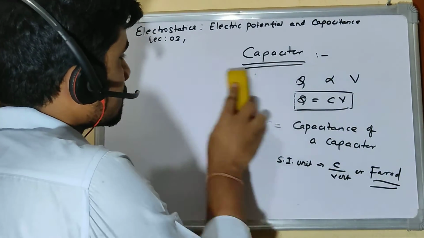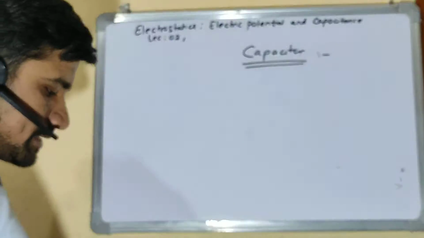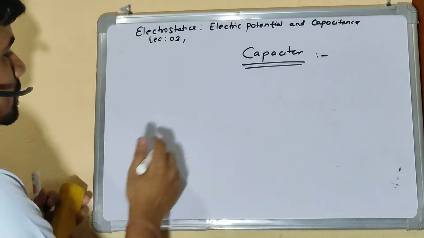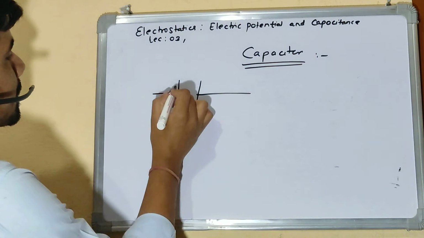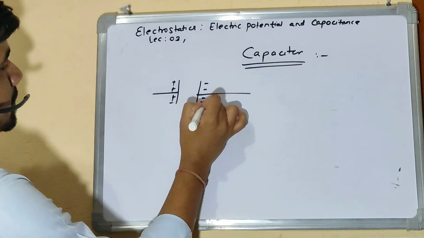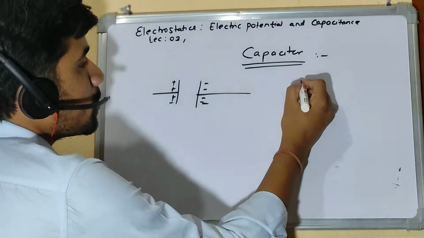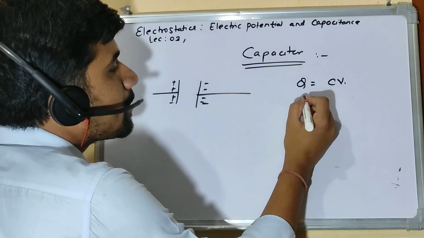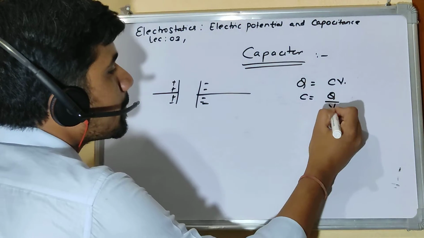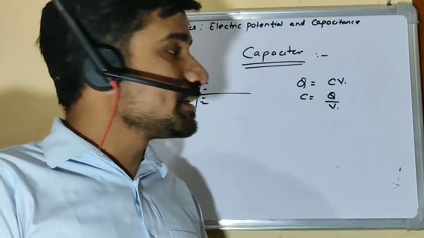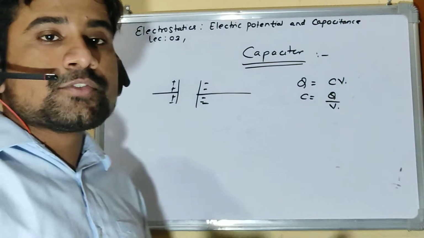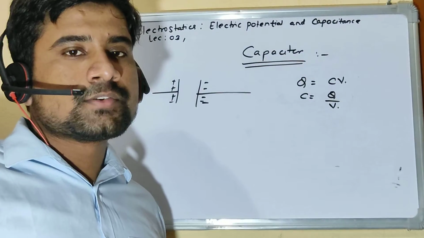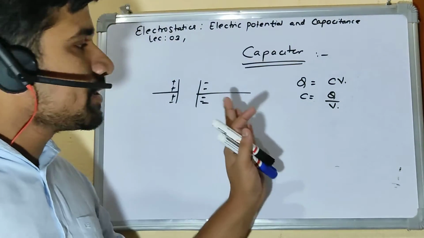Now, let's say this is a capacitor. This has plus charge, this has minus charge. We discussed that the charge accumulated is Q equals C into V. Now if I calculate C, I get C equals Q by V. This is the expression between C, Q and V.